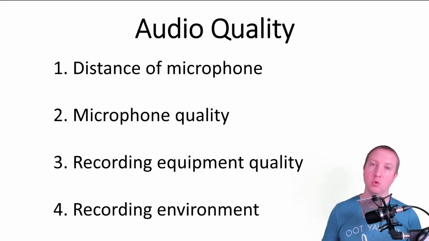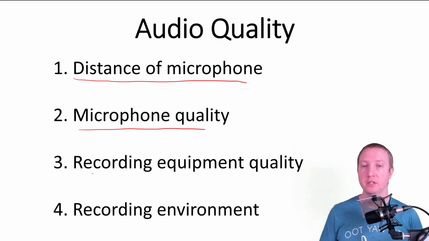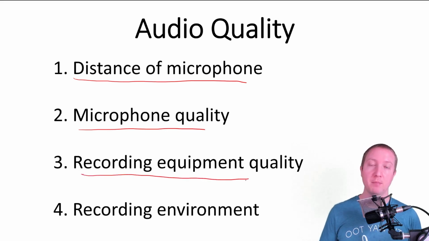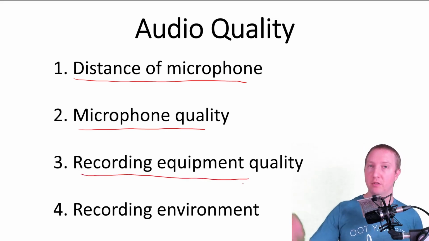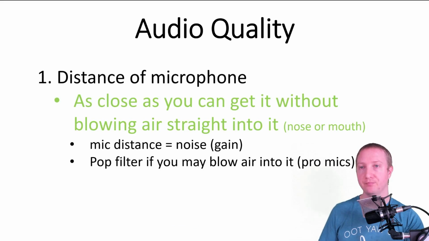So when we're thinking about audio quality, there's really four main things that play into that: the distance of the microphone to our mouth, the quality of the microphone that we're using, the quality of the equipment that microphone is plugged into and how that's capturing the audio that the microphone's putting out, and then also the environment that you're recording in, the room, the physical space that you're in.